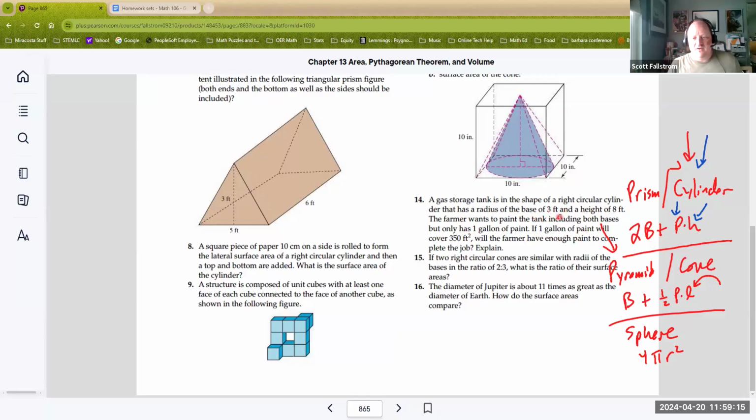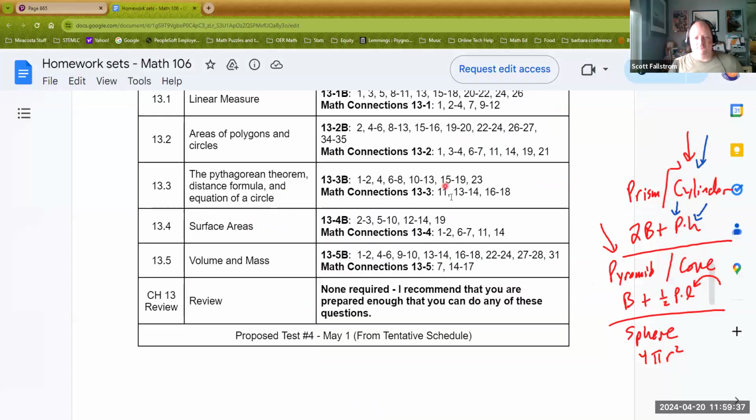So again, very good idea here. It is a right circular cylinder. So there's our formula. We have everything we need because it gave me the radius and it gave me the height. And yeah, we're good. Very cool.